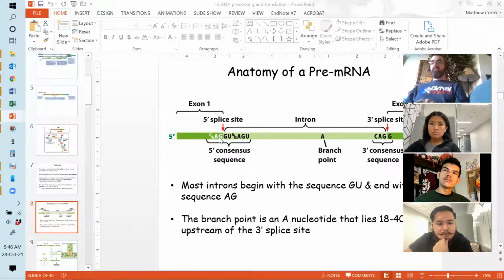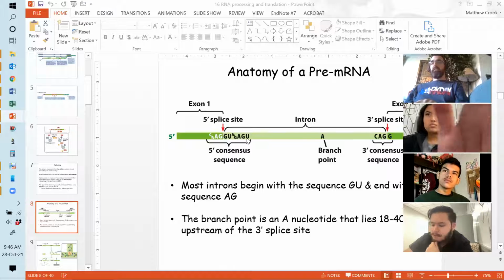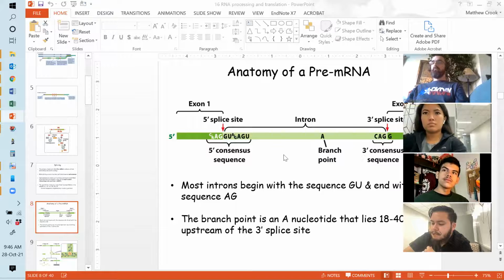So these bases, the single letters on the left, in the middle, and on the right, if those change, this doesn't work.